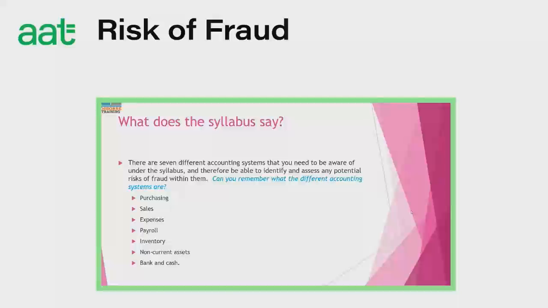Okay, so as I say, most of you are probably familiar with purchasing and sales. Expenses could be incorporated into purchasing. But as I say, any of these 7 different accounting systems could come up in the exam as a scenario where there will be weaknesses, and you will need to identify those weaknesses. And as I say, potentially any risks of fraud as well. Okay, so those are the different systems we need to be aware of.